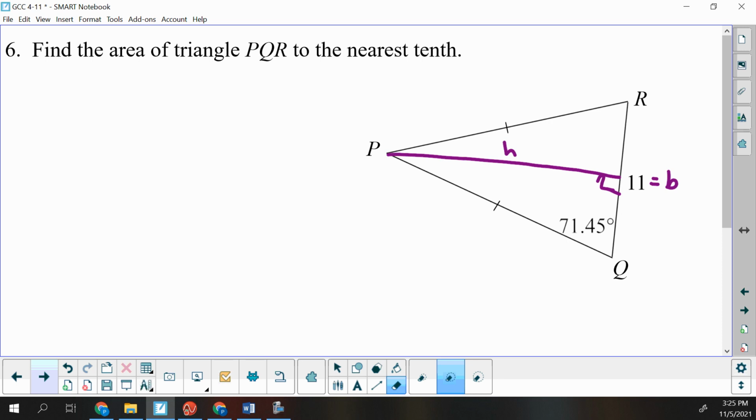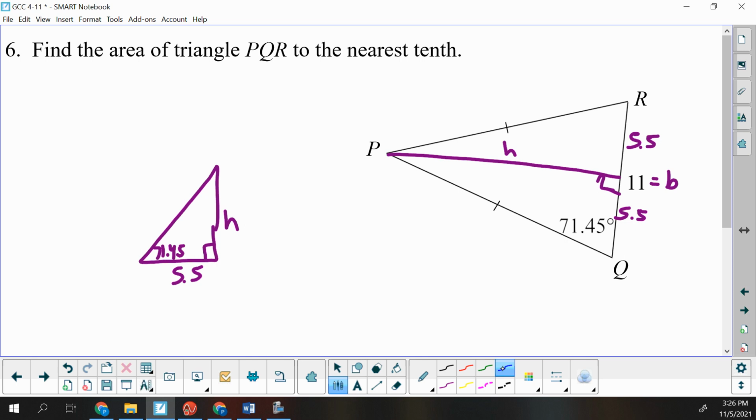So what we're going to do is, off to the side, set up that bottom right-hand triangle. So this is 71.45 degrees. That's our right angle. That's H. And because this is isosceles, when we draw in the altitude, that should split this into 5.5 for each of them. So this bottom side here would be 5.5.